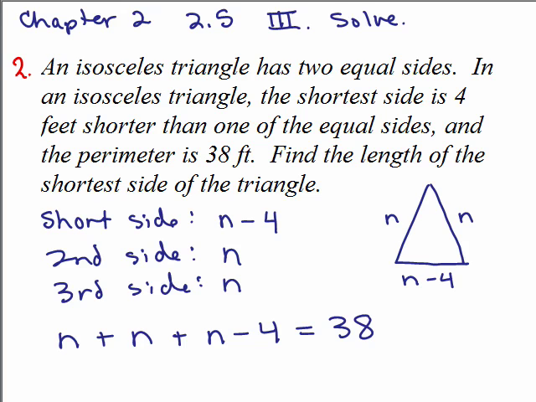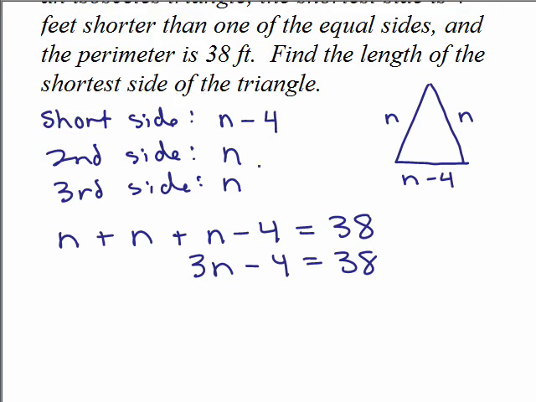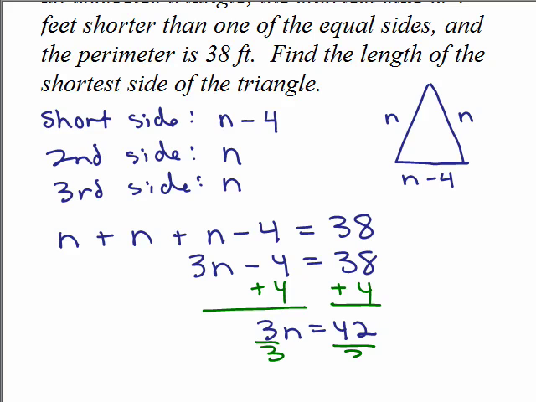So now we need to solve that equation. So we need to simplify the left-hand side. 3n minus 4 equals 38. And then we will add 4 to both sides. So we have 3n equals 42. And divide by 3 to get n equals 14.